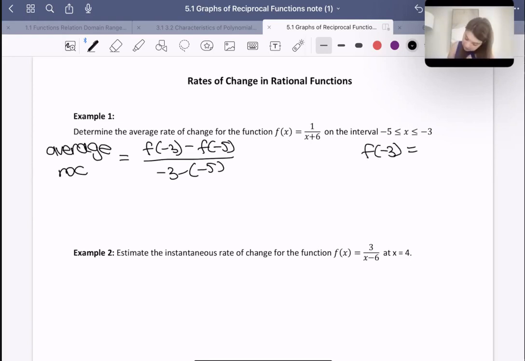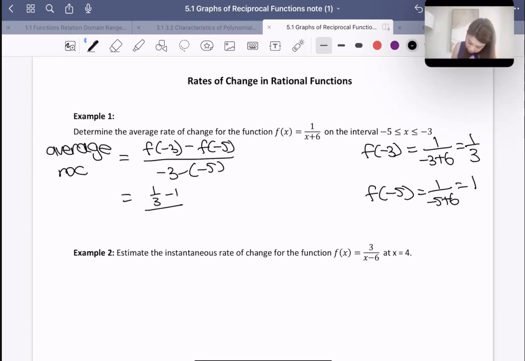Well, that's going to be 1 over -3 plus 6, which is a third. What about f of -5? Well, that's going to be 1 over -5 plus 6, which is just going to be 1. So now if we plug that in, we're going to get a third minus 1 on the top, and on the bottom we'll get -3 plus 5, which is 2.